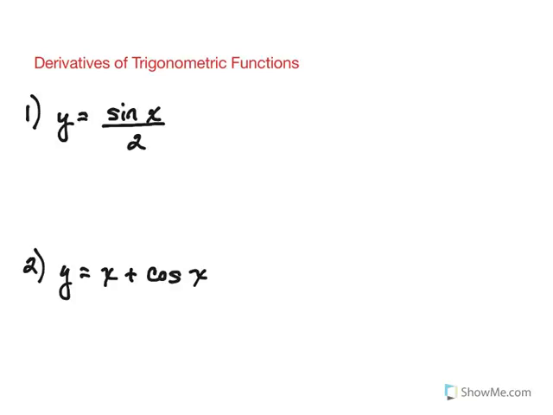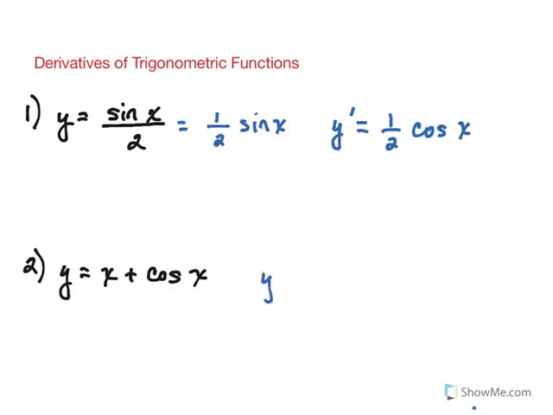We have y equals sine of x over 2. Now this is one in which we're going to want to think of that 2 in the denominator as the coefficient 1/2. So our derivative then, of course derivative of sine is cosine. The 1/2 remains as the coefficient. So we have 1/2 cosine of x, and that's it.